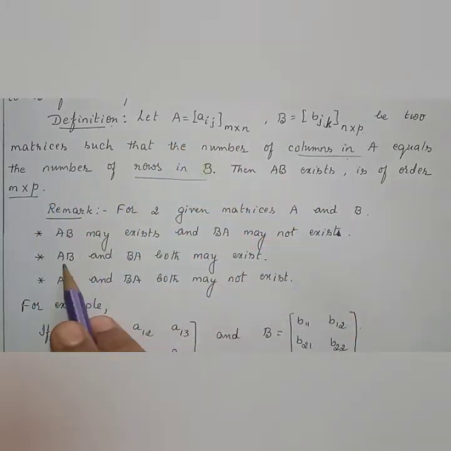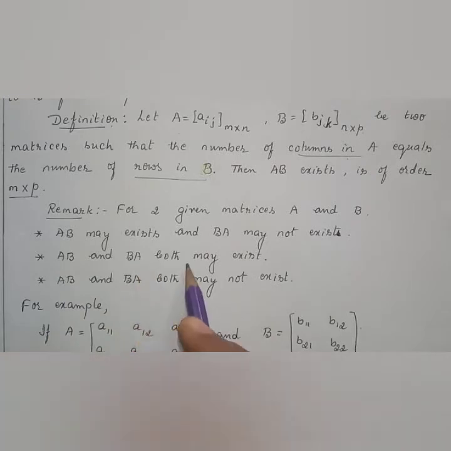AB and BA both may exist. One more point, AB and BA both may not exist. These are the possibilities here. So first we check the order, then we proceed.